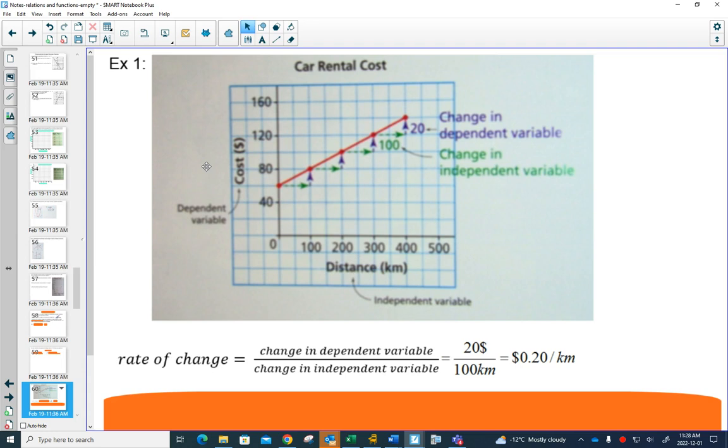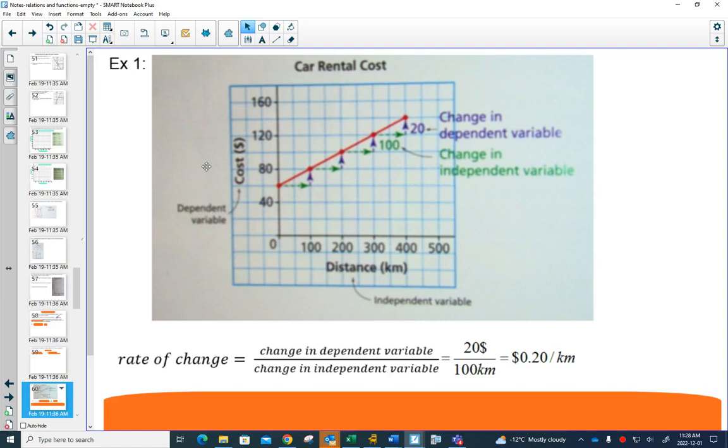If you don't drive anywhere, your driving would be 0, but on the graph, it's still at $60. That they charge you $60 to rent the car, whether you drive it or not. And then each additional kilometer you put on there costs you more.